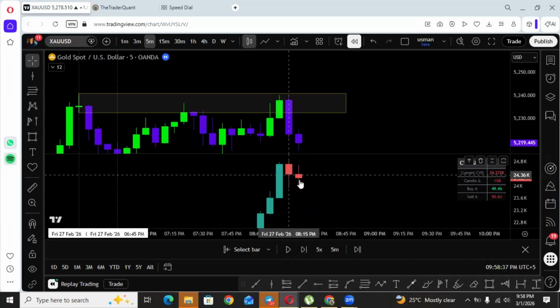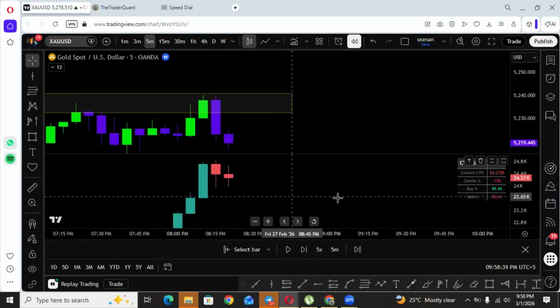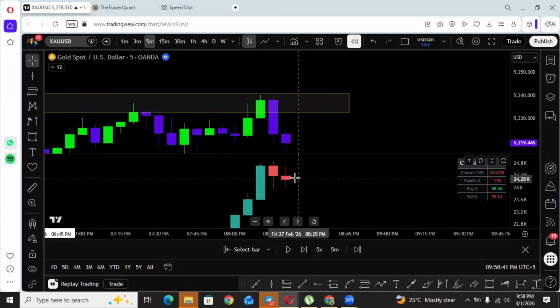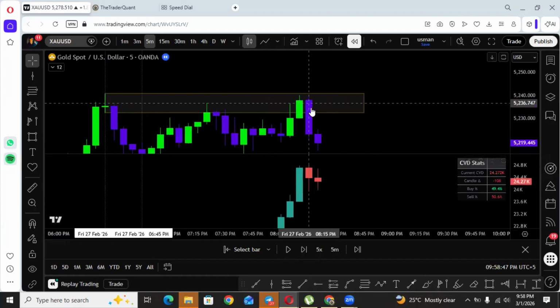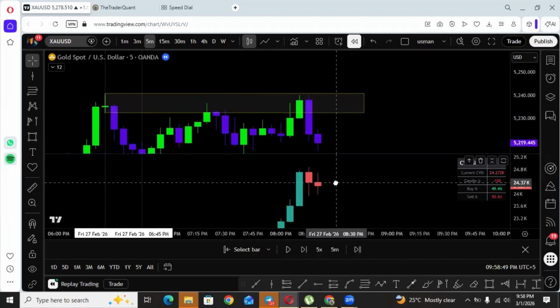But actually, institutions are reducing their selling orders and closing them. Look at the body of this candle. They are reducing their selling orders and closing their selling positions that were taking the price down. Now they are good to go on the buy side.